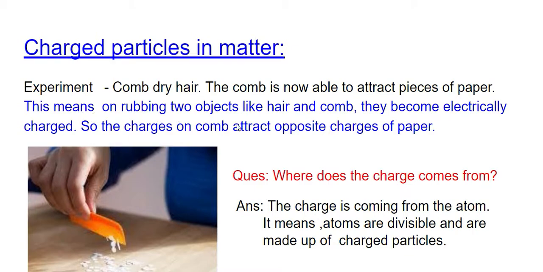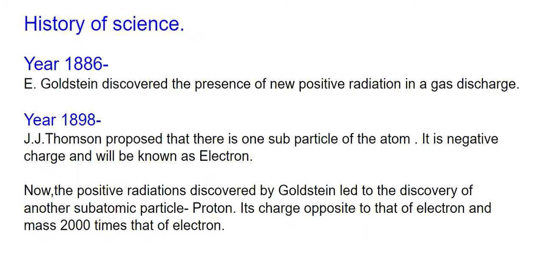On rubbing two objects like hair and comb, they become electrically charged. So the charges on the comb attract opposite charges of the paper. The question again arises: where does this charge on the comb come from? The answer is that the charge on the comb is coming from the atom. It means there is something inside the atom. So the atom is not indivisible, it is divisible, and it is made up of charged particles.